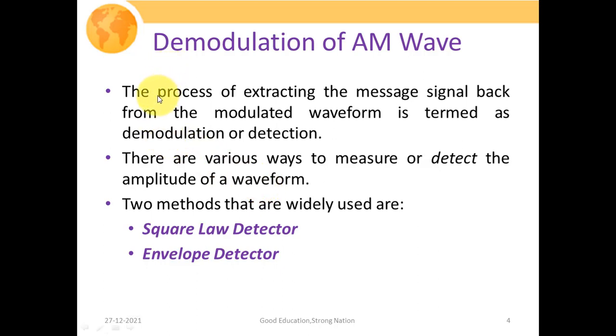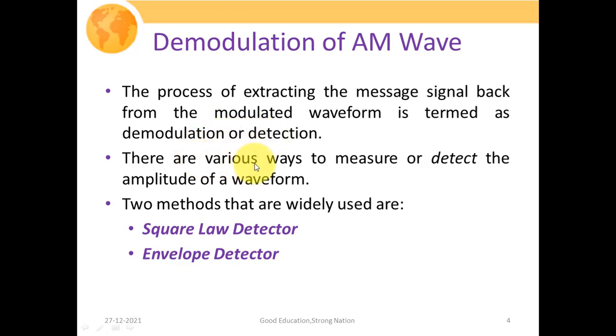Now we're going to discuss demodulation of AM wave. So what is demodulation or detection? The process of extracting the message signal back from the modulated waveform is termed demodulation or detection. Obviously, if at the transmitting side we modulate our signal, then in order to obtain the actual information signal at the receiving side, we have to perform a certain demodulation operation. Then only are we in a state to effectively find out the actual information signal.